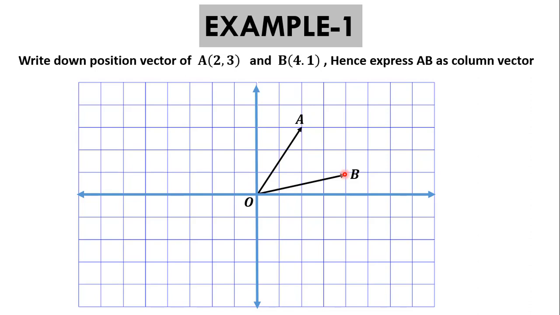The second part of the question says find the column vector for AB. So first draw what is AB. So it is starting from A, ending at B. And we can see clearly that this AB vector is 2 units in X direction and 2 units in Y direction, but in the negative sense. So the column vector for AB is going to be 2 units in X direction and minus 2 units in the Y direction. And this brings us to the end of today's tutorial.